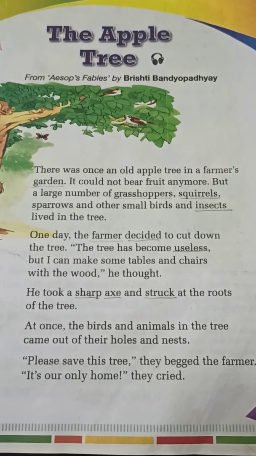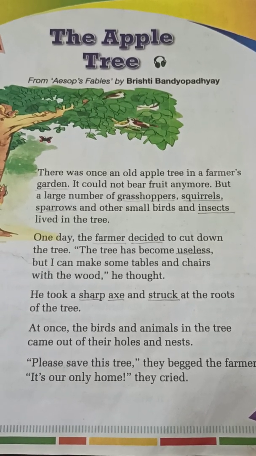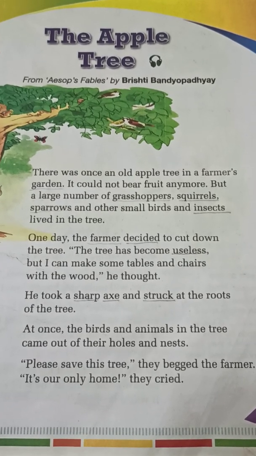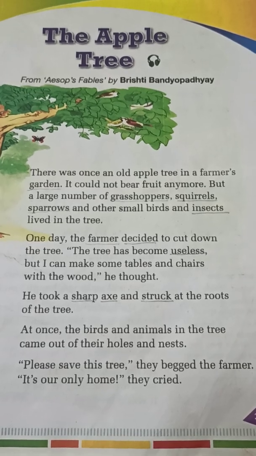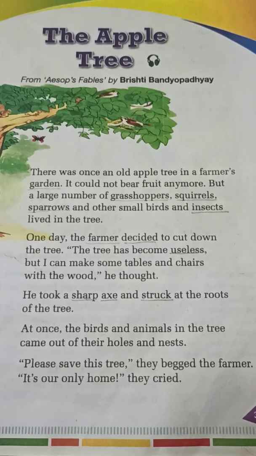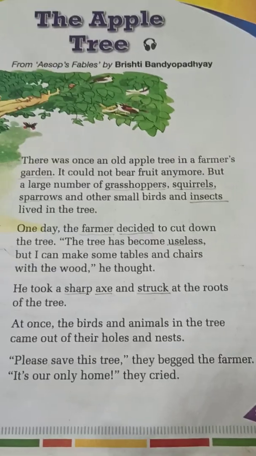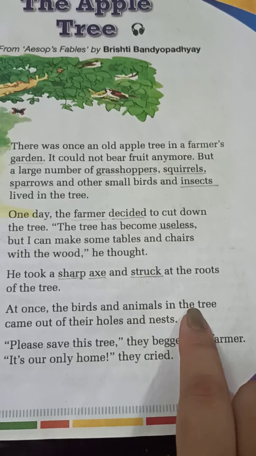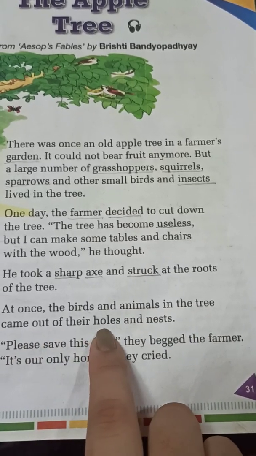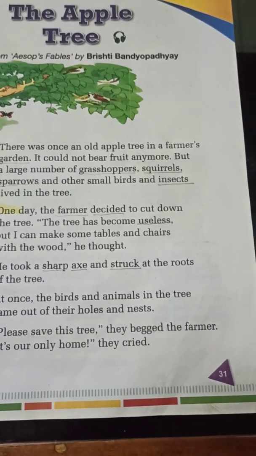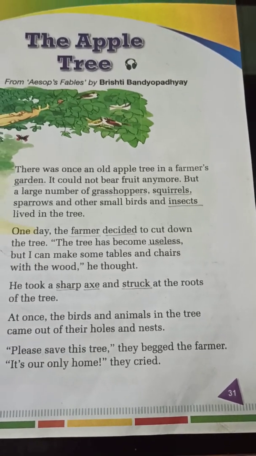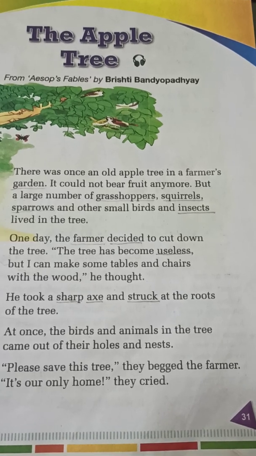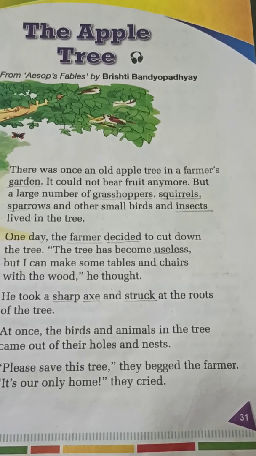He hit the tree, all right? He struck at the roots of the tree. He hit the roots of the tree with a huge force, with a large force, okay? So what happened? When the farmer struck the roots of the tree, all at once, the birds and animals in the tree came out of their holes and nests.